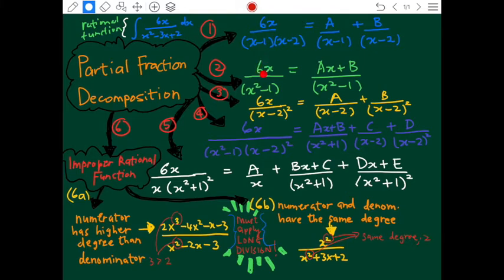In this example, I have 6x over x squared minus 1.